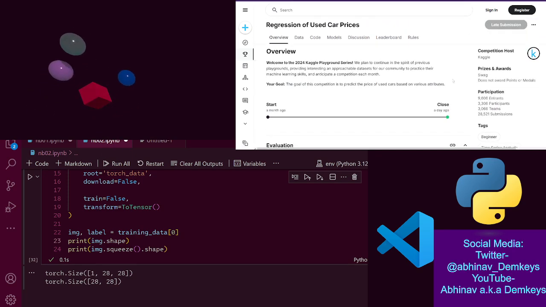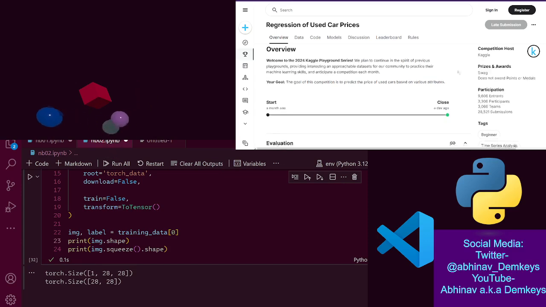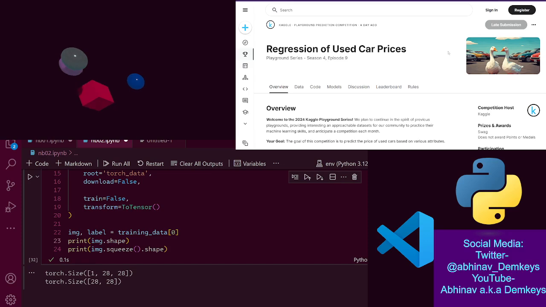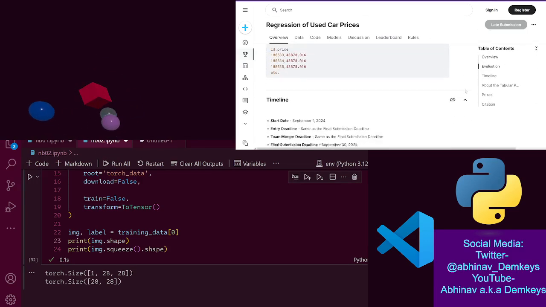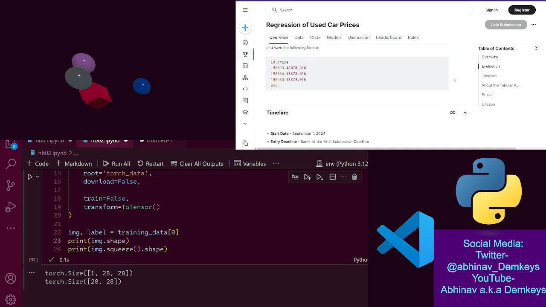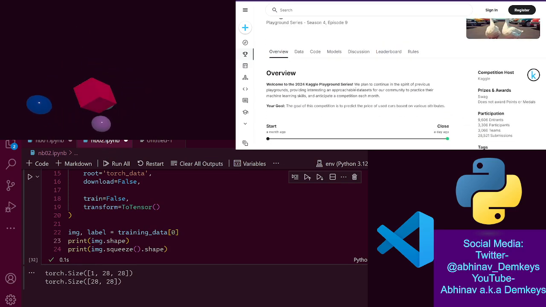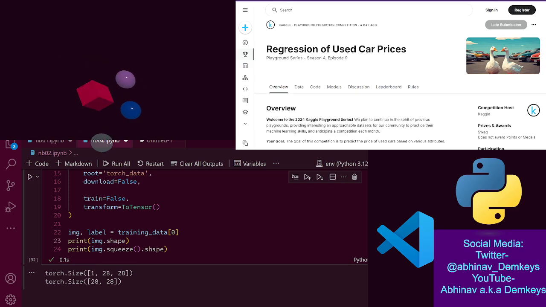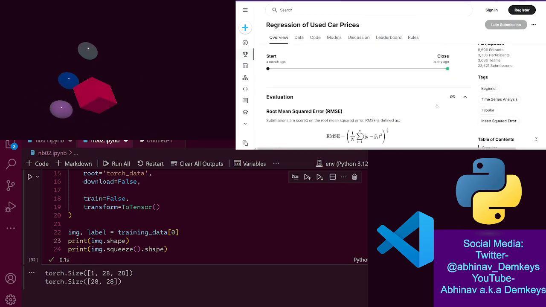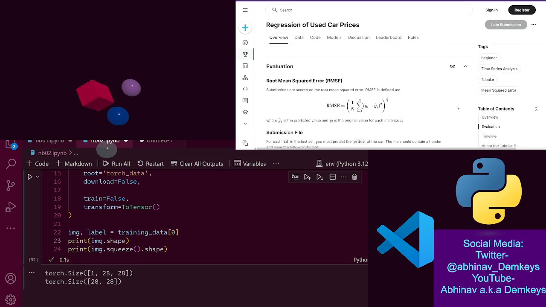Okay, what does this say? Oh, is this not accepting, okay. Wait, what is this expecting? So welcome to so and so. We plan to continue in the spirit of previous playgrounds, providing interesting and approachable data sets for our community to practice their machine learning skills and anticipate a competition each month. Your goal. The goal of this competition is to predict the price of used cars based on various attributes. Oh, that's why they mentioned regression. Okay. Yeah, that's one of the things that you could apply different types of regression to.